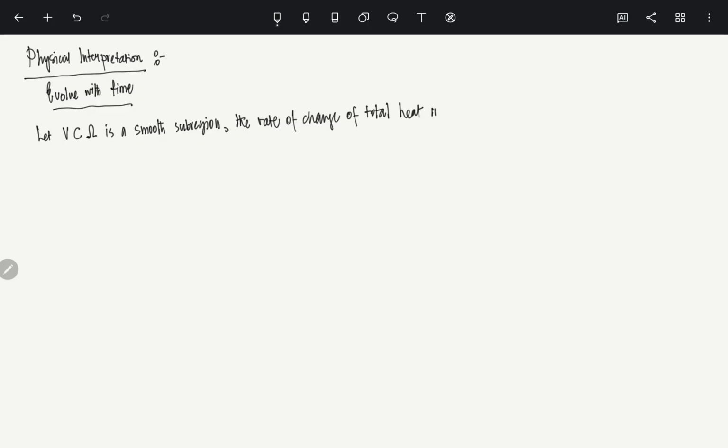in a system within V, okay, equals the negative of the net flux through del V. Okay, what does it mean?